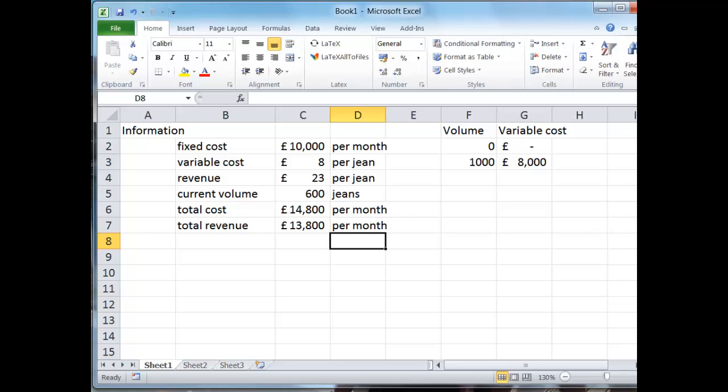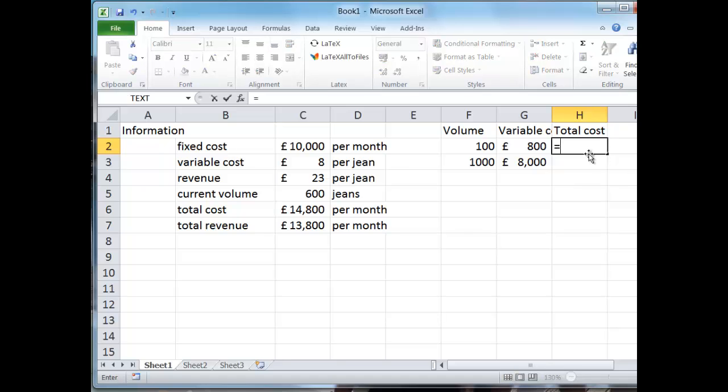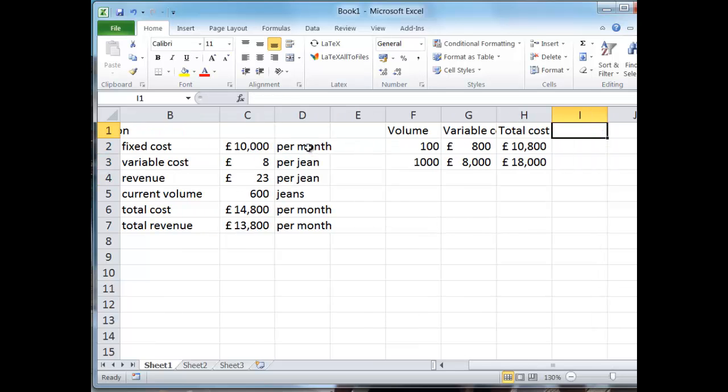Well, I'll play around here a bit with the volume and see how this all adds up. So we wanted to have the total cost here as well. Total cost, which is the variable cost plus the fixed cost. And again, same here, variable cost plus the fixed cost. Excellent. Now let's also have a look at the revenue. Total revenue.